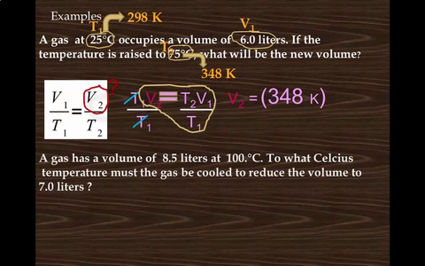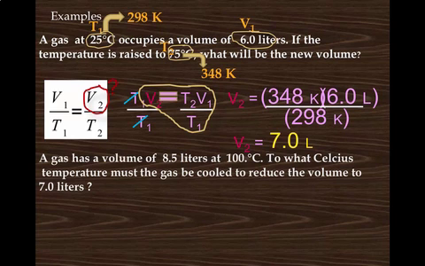So I'm going to plug in my numbers now. My second temperature was 348, my first volume was 6, divided by my first temperature, which was 298, and I plug that in my calculator, and I get an answer of 7 liters. Let's look at another problem.